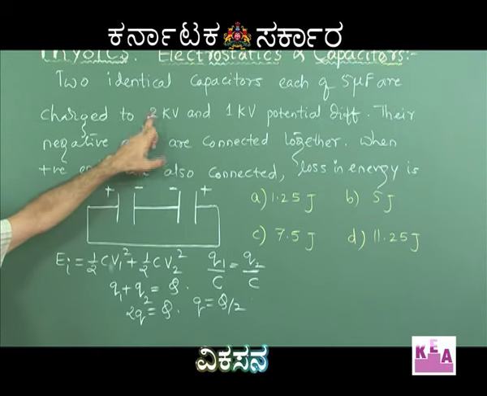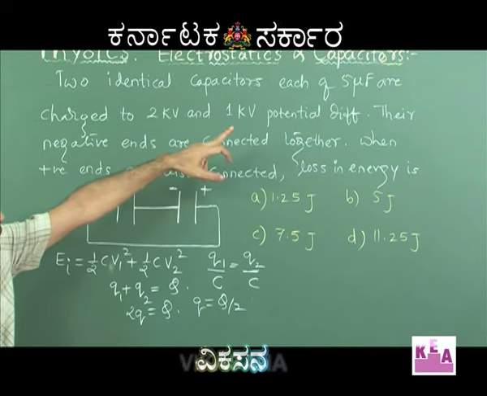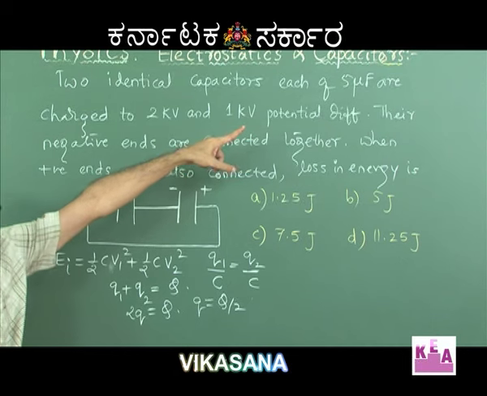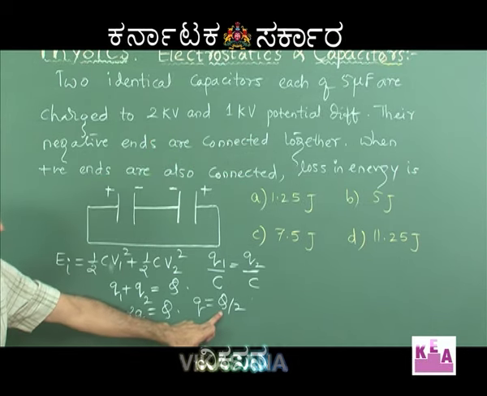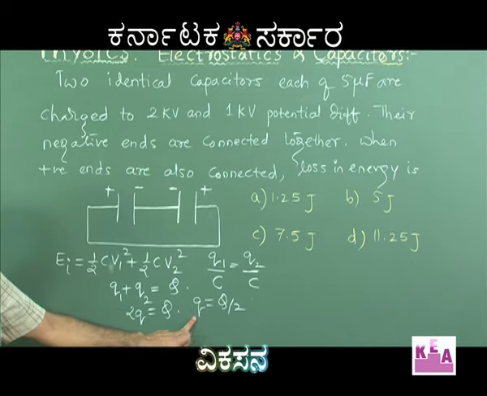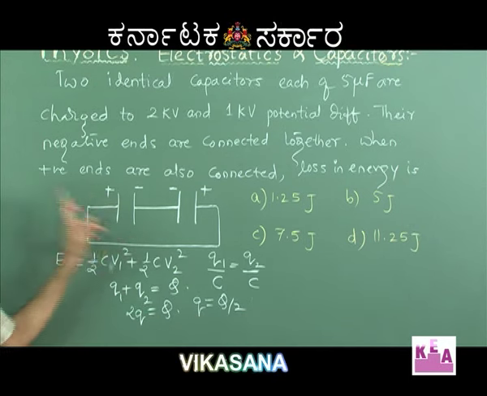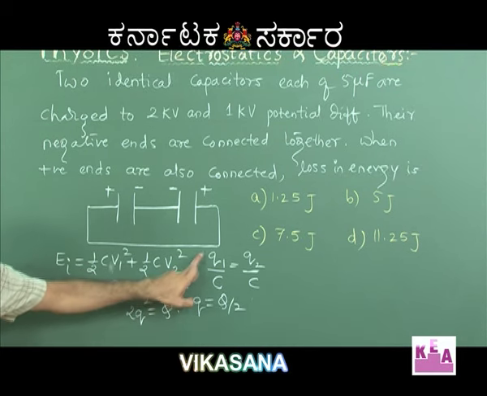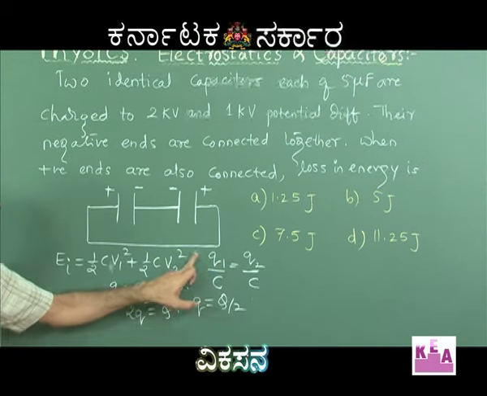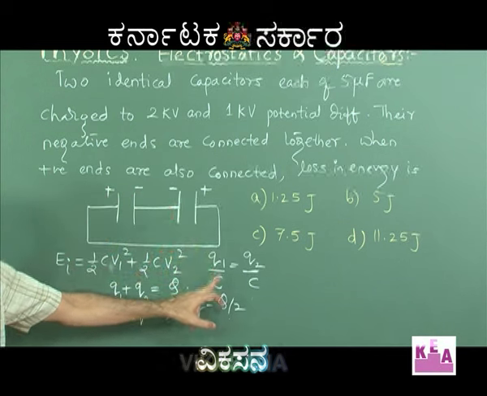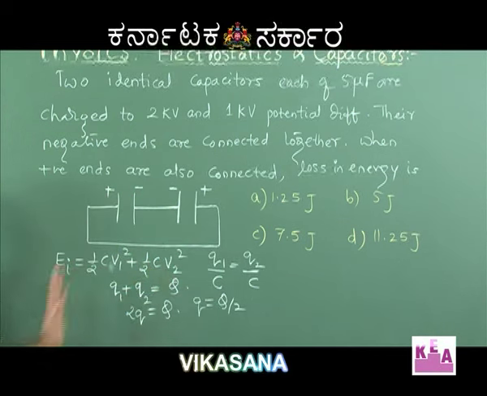So Q is equal to CV, 2 into 10 to the power of 3 into 5 into 10 to the power of minus 6, that will give you Q, and the charge on each capacitor will become Q by 2. So now you know the charge, you know the potential difference. How do you write the final potential difference? By substituting this charge value in any one of these, because Q1 by C should be equal to Q2 by C. Fine. So you get the potential difference and you write the final energy.